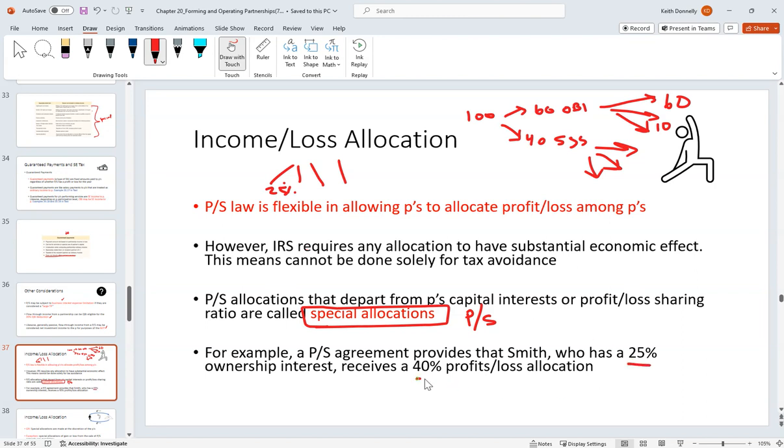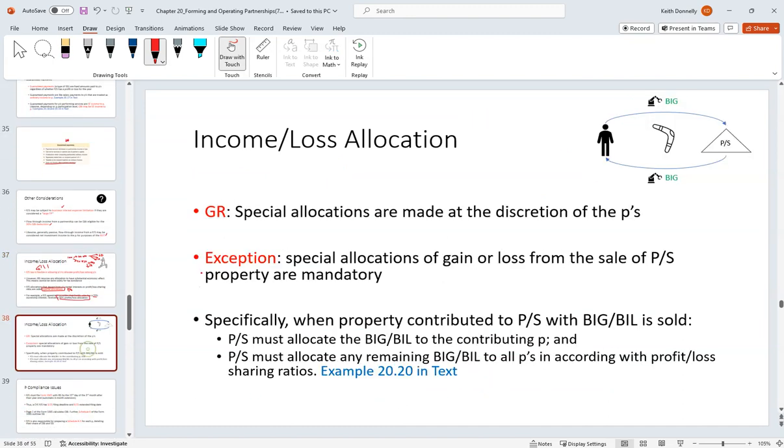You have a 25% owner. We could say, hey, they get 40% of the profits. It's totally doable. The general rule is, as long as there's a legitimate business purpose and we're not trying to do tax evasion or really illegal things, you can pick and choose how you want to push out the income and the losses, and they're mutually exclusive, the income and losses. You could give somebody a lot of the income and somebody else a lot of the losses. The general rule is the partnership can pick how they do that.